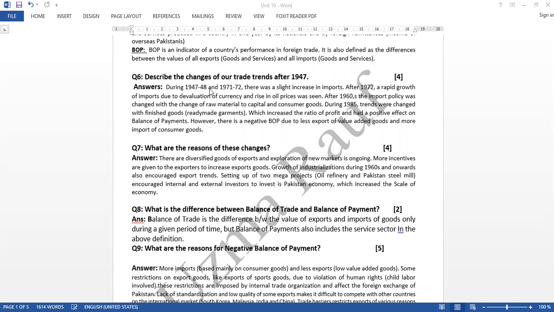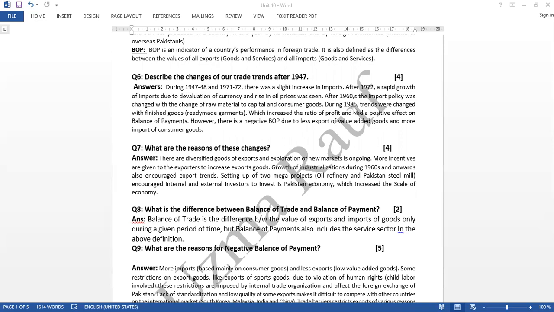During 1947-48 and 1971-72, there was a slight increase in imports. After 1972, a rapid growth of imports due to devaluation of currency and rise in oil prices was seen. After 1960s, the import policy was changed with the change of raw material to capital and consumer goods.